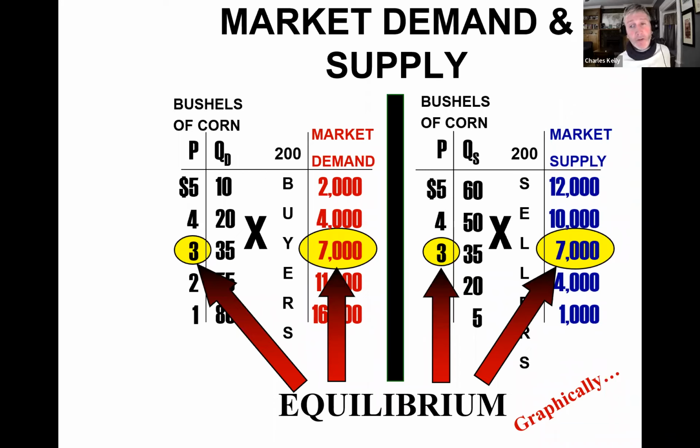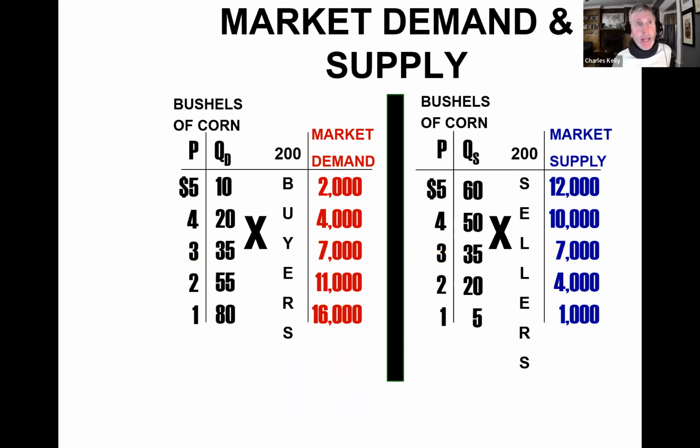Now, two observations. First, Adam Smith realized when he wrote The Wealth of Nations and introduced his idea of markets and efficiency that this does not mean everyone's happy. There were buyers who were waiting for the price to drop to $2 and they went home without corn. There were sellers who were waiting for the price to go up above $3 and they didn't get to sell their corn. So that's the first observation. Doesn't mean everybody gets what they want.